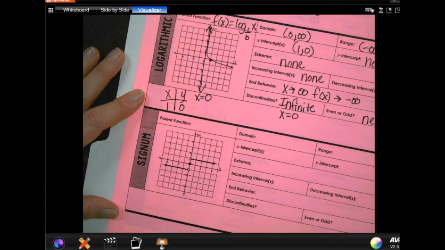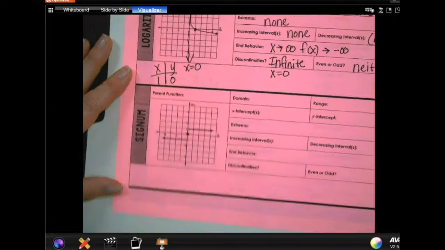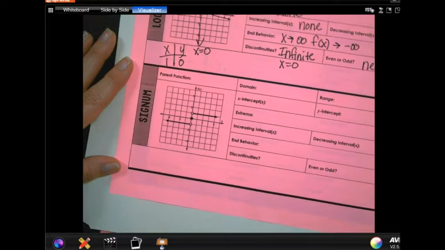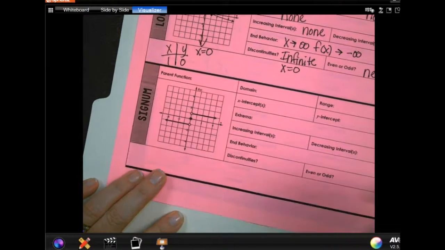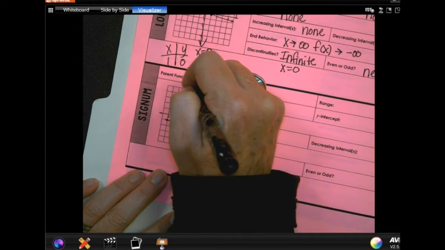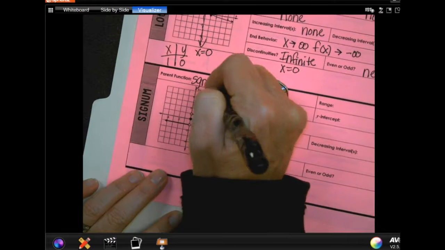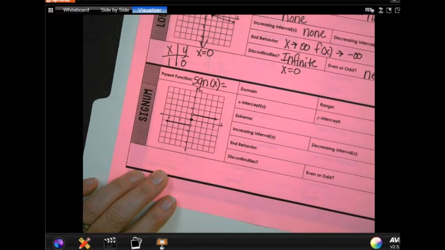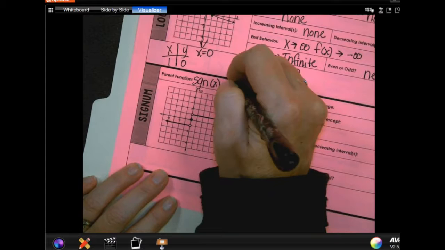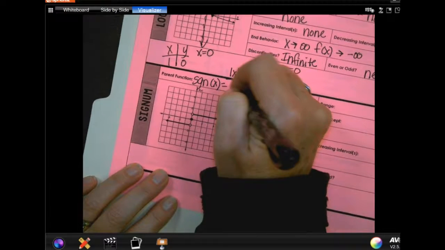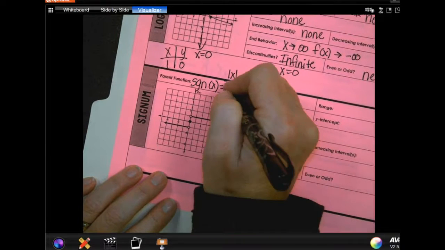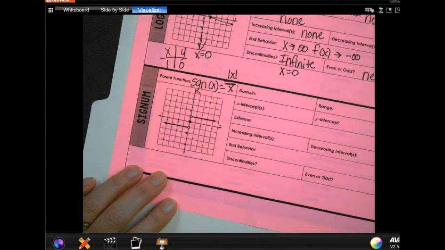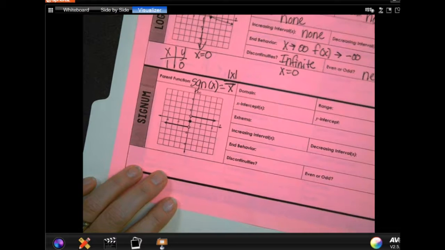Okay, so we've never seen this function before. You haven't seen it. So on all of the functions, I always wrote f of x. But this function, instead of f of x, we're going to write signum of x. And the parent function of signum of x is the absolute value of x over x. This is a line here. So it's the absolute value of x over x.